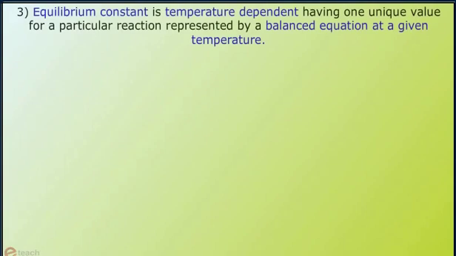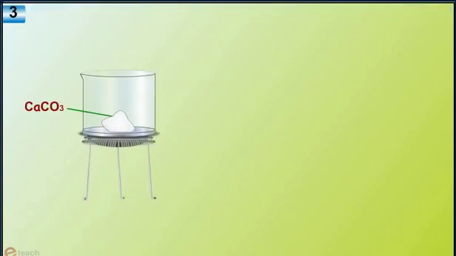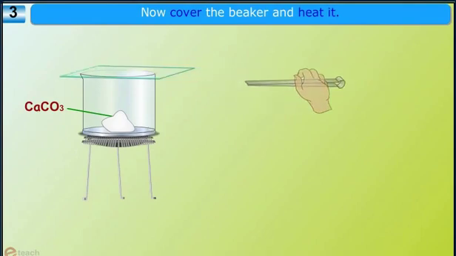The third one is the equilibrium constant is temperature dependent, having one unique value for a particular reaction represented by a balanced equation at a given temperature. Let's take limestone, that is CaCO3, in a beaker. Now cover the beaker and heat it.